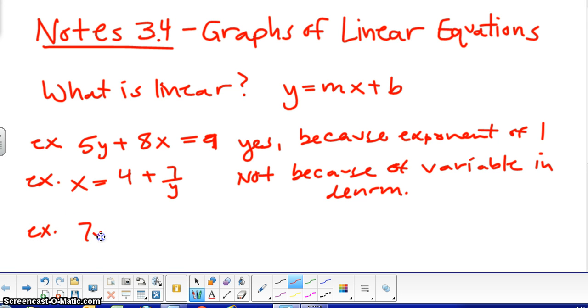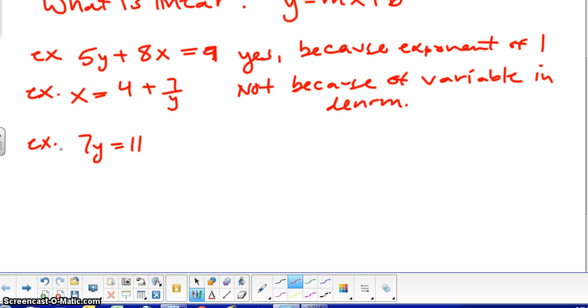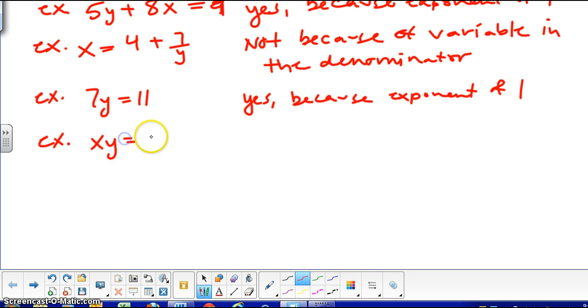Okay, the next one, 7y equals 11. Another way to look at it is that anything that you can change into y equals mx plus b is going to be a line. This one would be yes, because you can put it in y equals mx plus b form, and then again because the exponent is 1 on the variable. Alright, let's try a couple more. X times y equals 0 is not a line because the two variables are multiplied together.